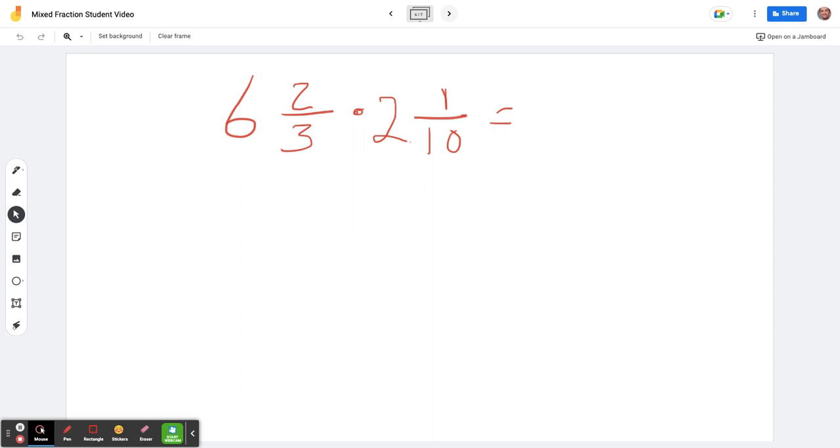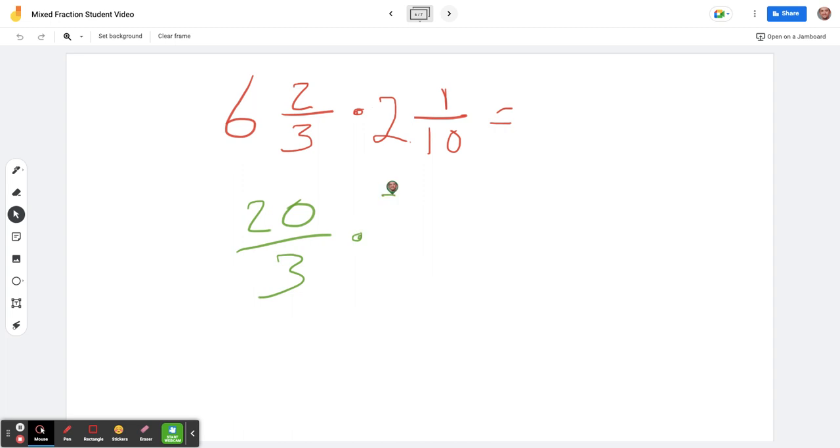All right, you want to pause the video and try this one on your own. Okay, here's what you should have done. Are we swapping numerators yet? No, we are not. We're doing that after, if necessary, after we change to improper. So hopefully you got 20 over 3. 6 times 3 is 18. 18 plus 2.